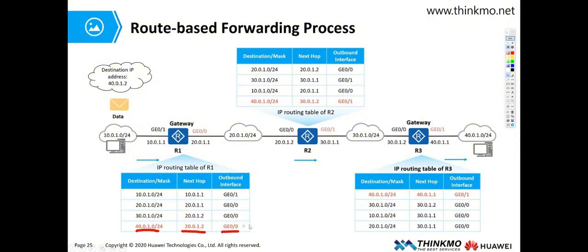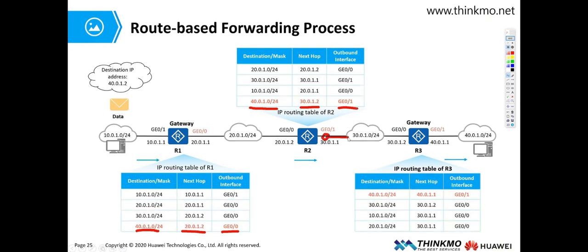After sending it out here, when it reaches R2 it also needs to check its own routing table. Every device needs to check its own routing table, every device needs to see if it recognizes this destination address. Then when checking its own routing table, it will find out that my routing table has 40.1.1.0/24, and I need to send it to 30.1.1.2. The next hop is this 30.1.1.2, so from my GE0/0/1 interface, I send it out.